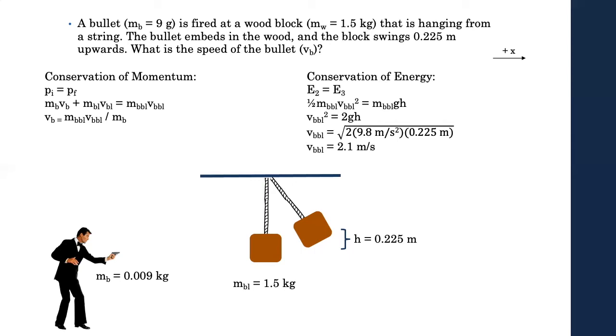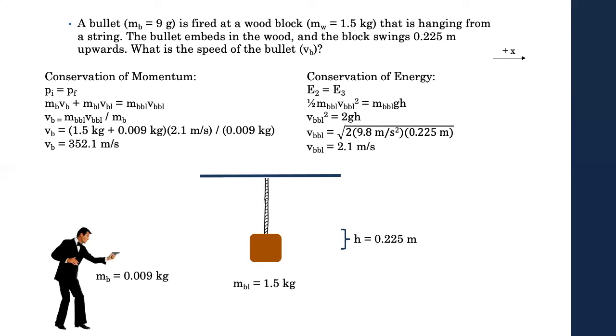the speed of the bullet and block into that equation. And we know that the mass of the block is 1.5 kilograms. The mass of the bullet, 9 grams, that turns out to 0.009 kilograms, multiplied by the speed of the two once they've collided, and all divided by the mass of the bullet. So who wants to tell me what the speed of the bullet is? Pretty fast, huh? Yeah, perfect.